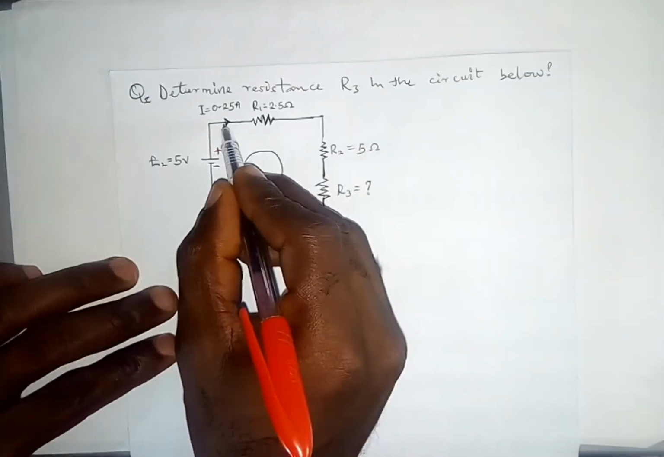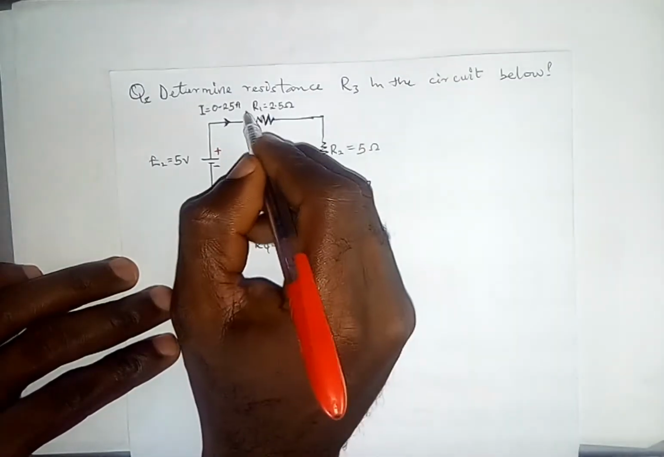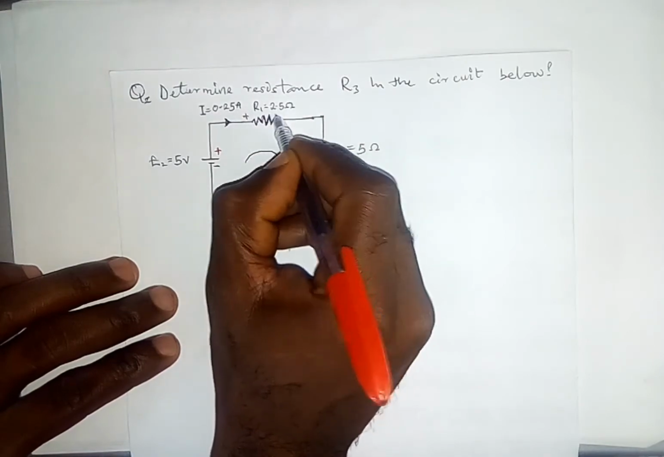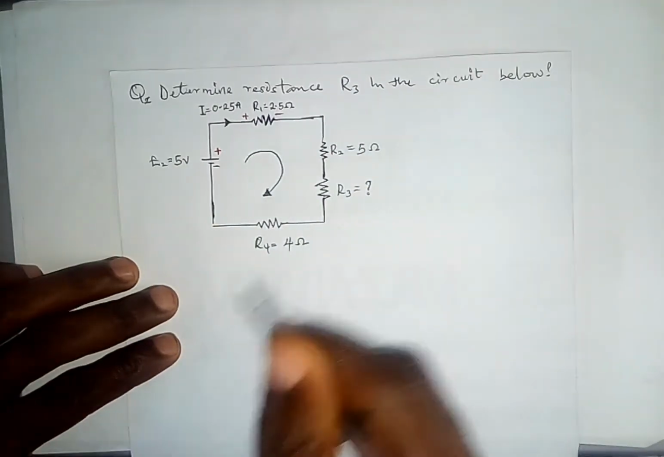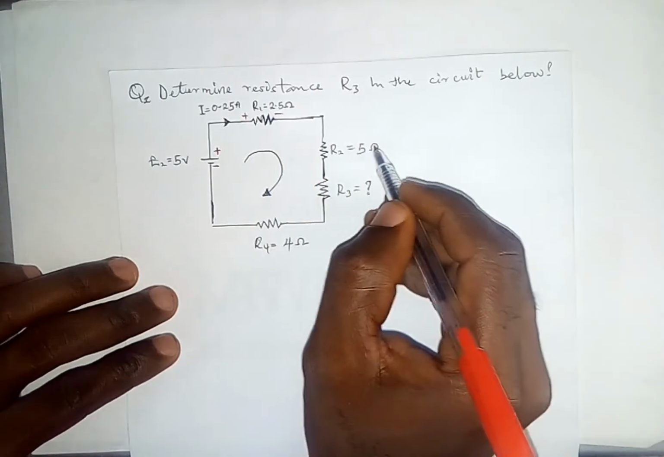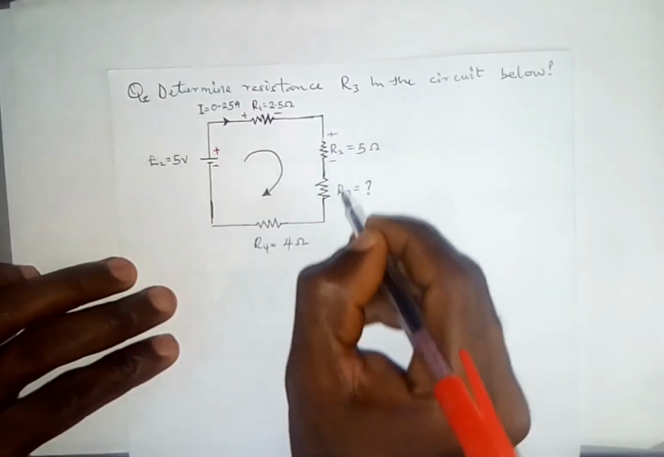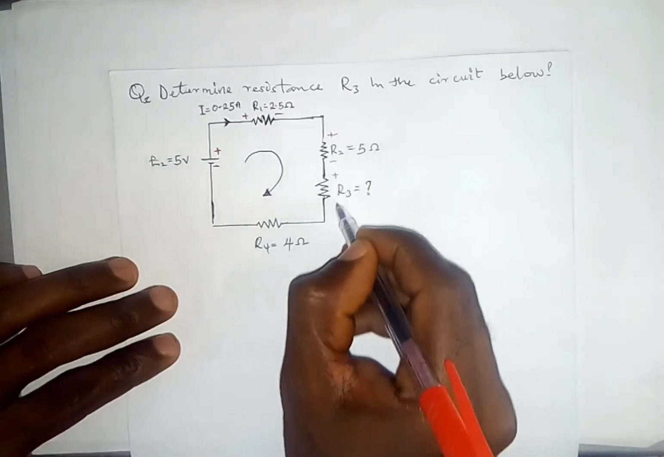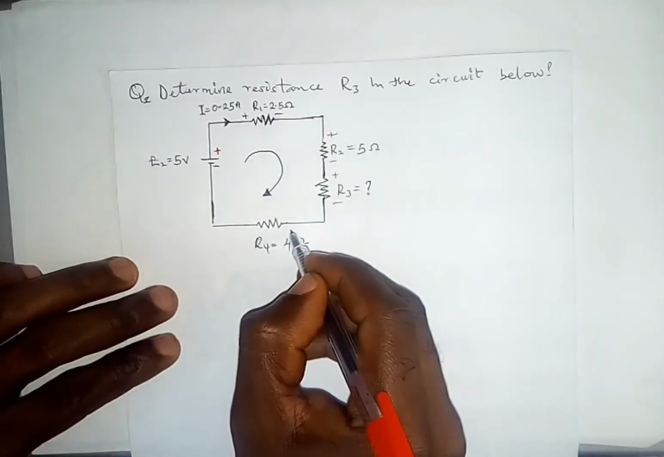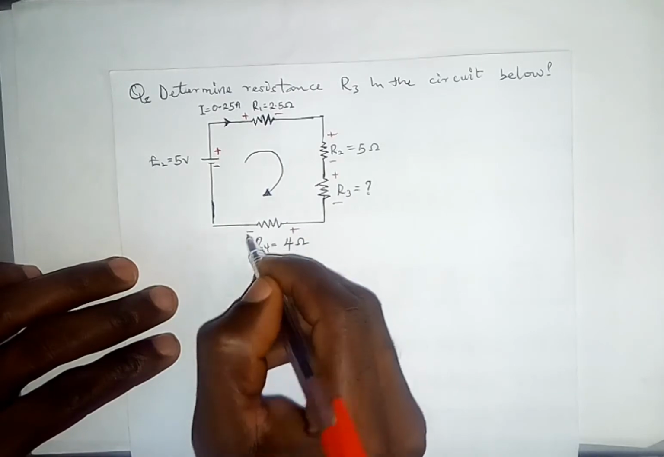Now, since the direction is clockwise, definitely this one is going to be positive, for a consistent current direction and voltage polarity. This one is going to be positive, negative, and this one positive, negative as well.